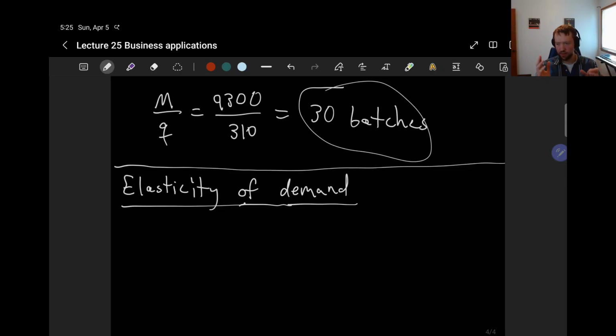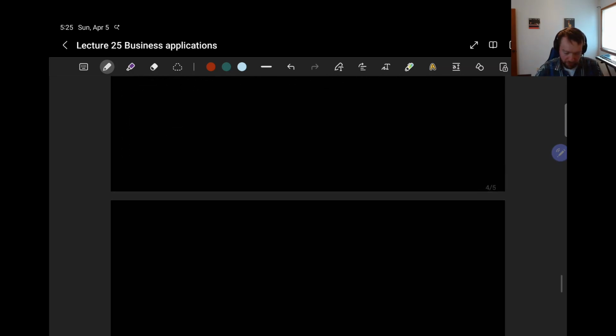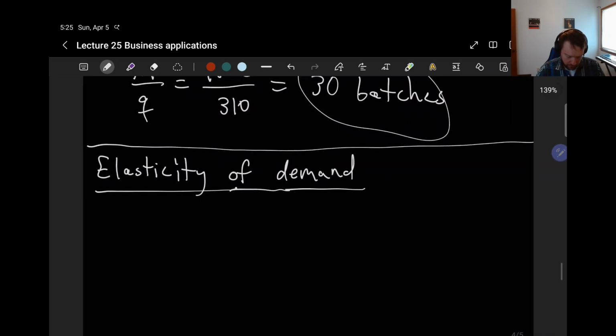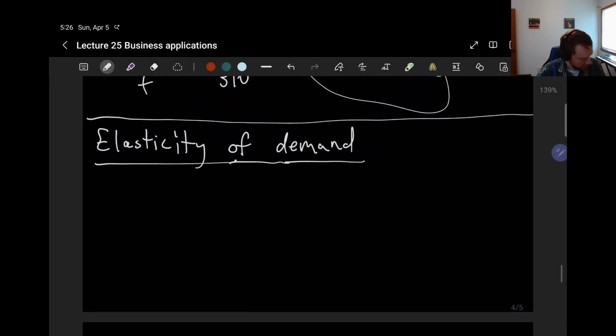So this is a way that we analyze demand relative to price. Like if I increase the price of something, that may have an effect on the demand. Like if I make something too expensive, then people aren't going to want to buy it. So this leads to some interesting calculus applications, which are important for business. So elasticity of demand.